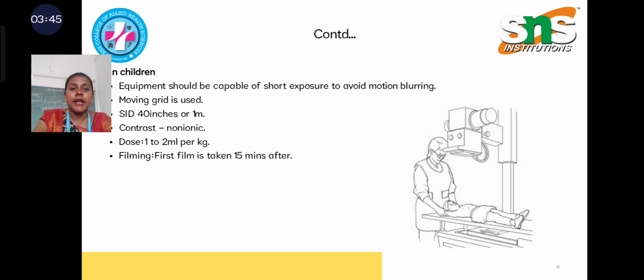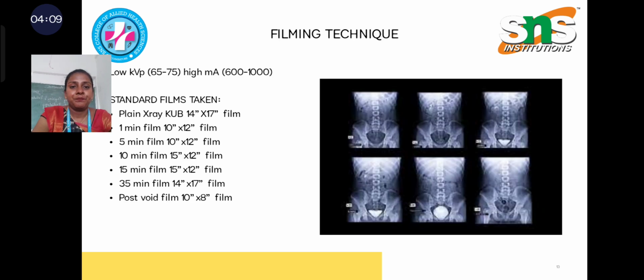In children, equipment should be capable of short exposure to avoid motion blurring. A moving grid is used. Source to image distance should be 40 inches or 1 meter. Contrast: non-ionic contrast media, dose 1 to 2 ml per kg. Filming: the first film is taken 15 minutes after injection of contrast media.